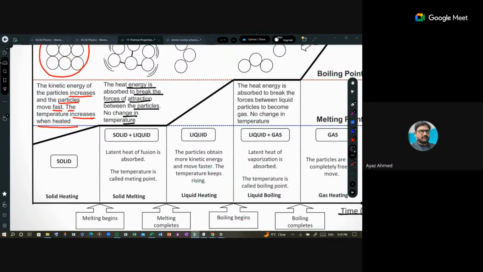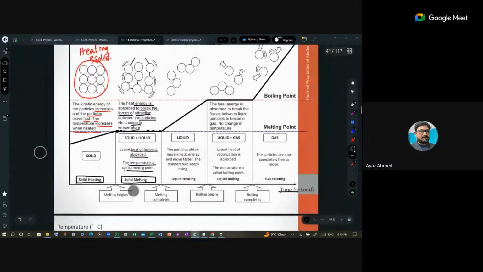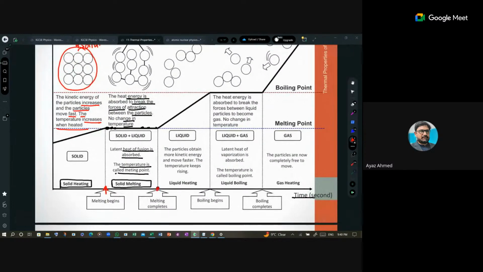So here, some of the amount is solid at the initial stage, and then finally all is liquid. So latent heat of fusion is absorbed, and the temperature is called the melting point. So this is actually solid melting. Here the solid was heated, and here in stage two, I am going to melt the solid. Check this one out. This arrow tells you that melting has begun, melting has started, and here melting is completed.